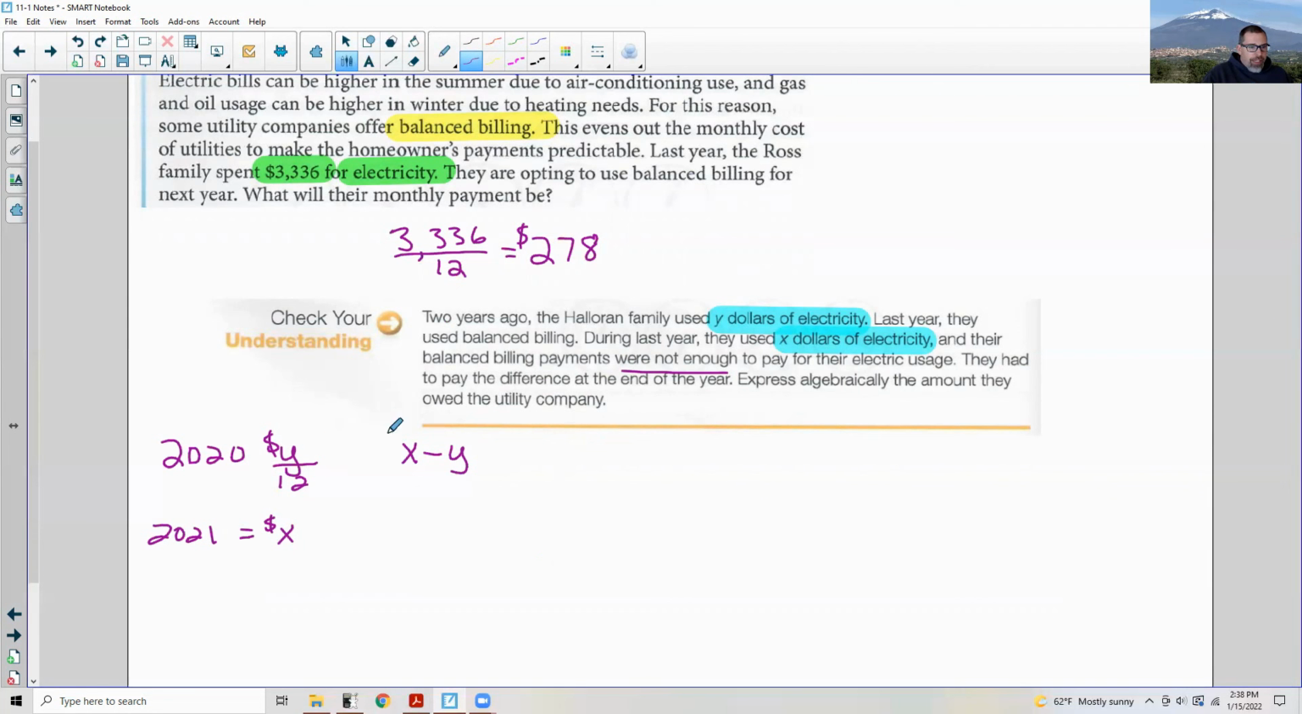So in other words, let's make it simple. I'll just give you an example. In 2020, let's say they used $1,200 and you divide that by 12, that'd be $100 a month. So come 2021, you pay $1,200, 100 a month times 12 months, but you used $1,400 worth of electricity that year. You take the 1,400 minus the 1,200 and you would owe the company $200, which is just simply X minus Y.